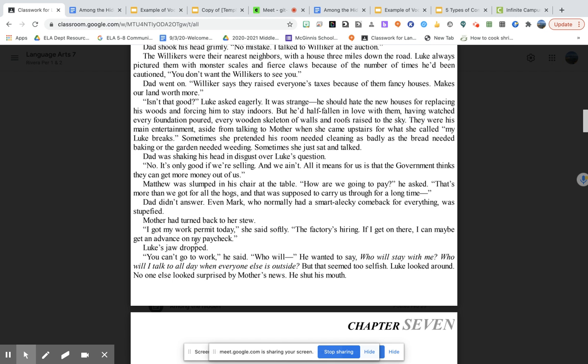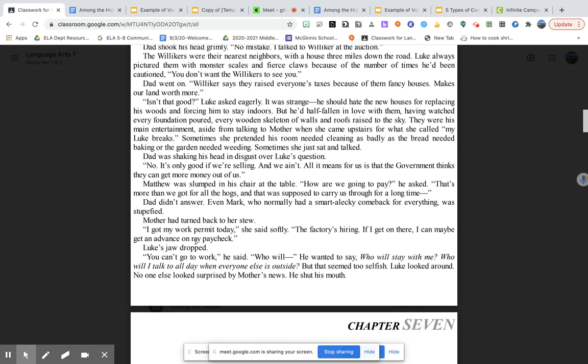Luke's jaw dropped. Why is his jaw dropping? Why did Luke's jaw drop? Surprise. Yeah, what's he shocked about? He's shocked that his dad might get a raise. No, that's not what's going on there. Something else is going on there. Because his mom's getting a job? Yeah. So if his mom's getting a job, how does that affect him? No more mommy time, and more money.